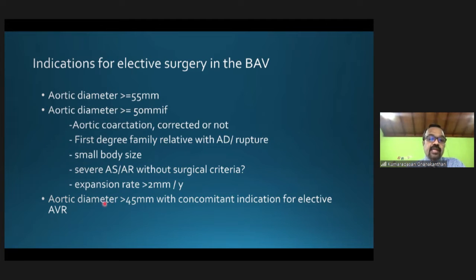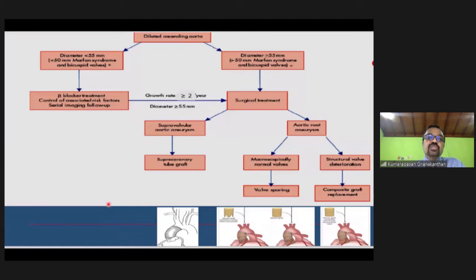The other indication is a diameter of more than 45 millimeters if we are going for an elective surgery, for example if somebody has coronary artery disease who needs a coronary artery bypass. In those patients we will offer surgery even if it is 45 millimeters in size. So when you look at this flow diagram, if it is a dilated ascending aorta less than 55 millimeters, or 50 millimeters in Marfan's and bicuspid aortic valve, we will only do medical treatment and serial imaging follow-up.